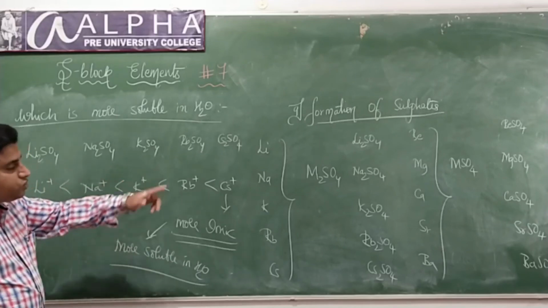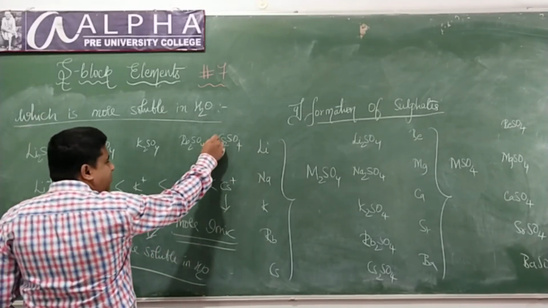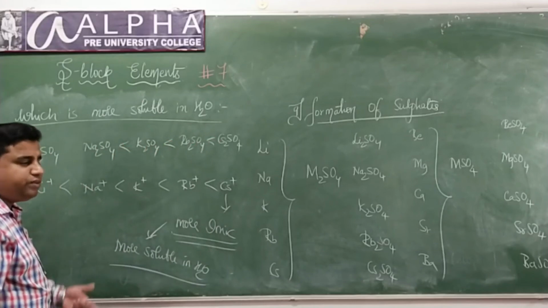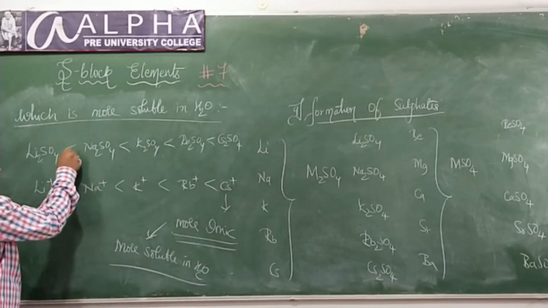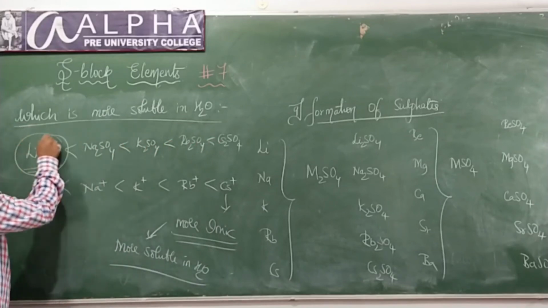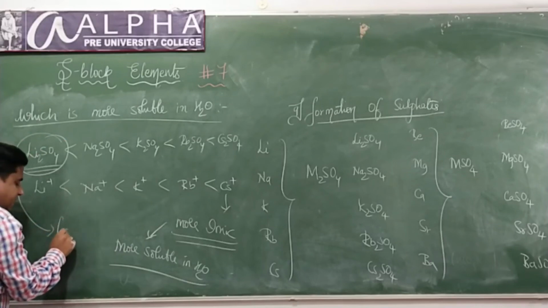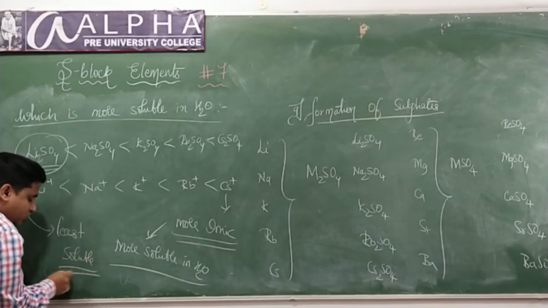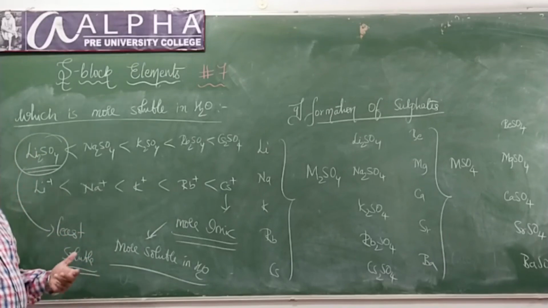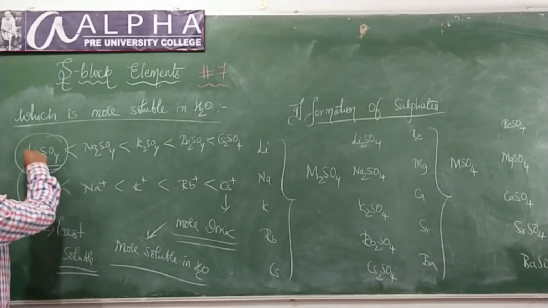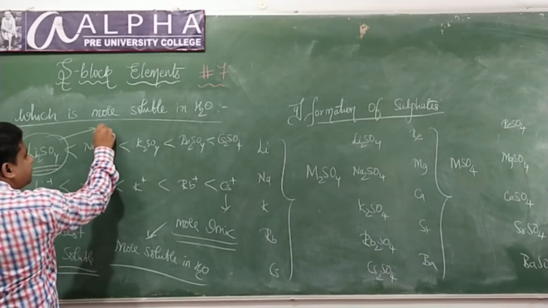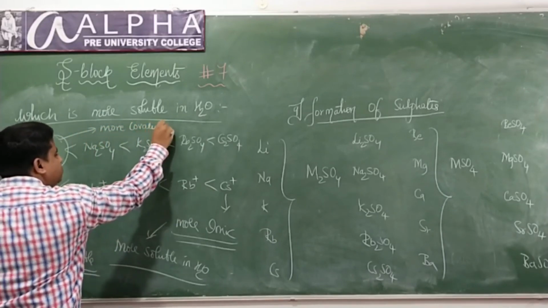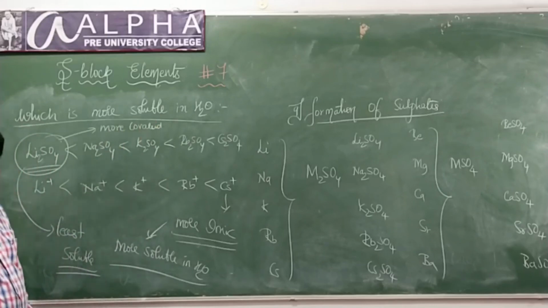So what is the order of solubility here? Cesium sulfate is more soluble than rubidium sulfate, which is more soluble than potassium sulfate, which is more soluble than sodium sulfate, which is more soluble than lithium sulfate. Lithium sulfate is least soluble. Why is lithium sulfate least soluble? Because it is more covalent. Since it is more covalent, it is least soluble.